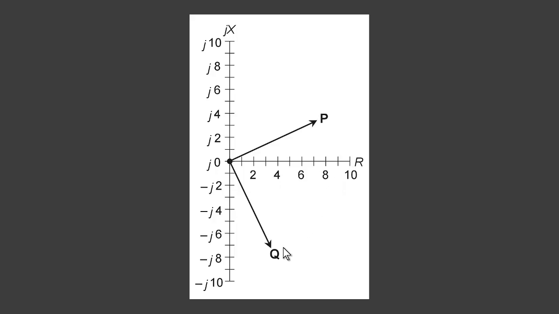We're being asked here what this vector Q represents. Well, remember that negative reactances are capacitive and positive reactances, or positive imaginary reactances, are inductive. So what we have here is a combination of a certain amount of resistance and a certain amount of capacitive reactance, and that is choice D, a certain amount of capacitive reactance combined with resistance.